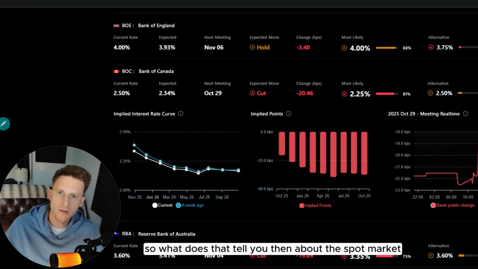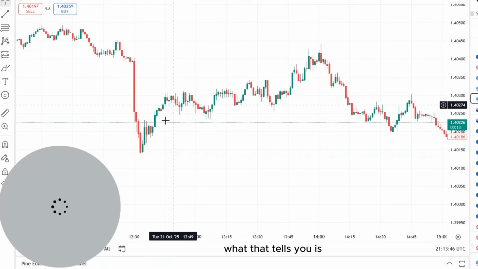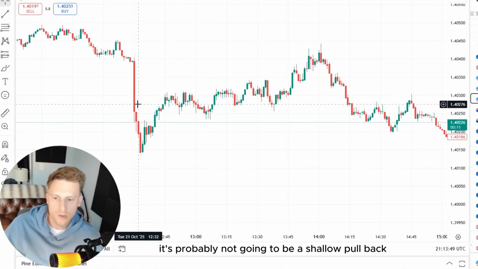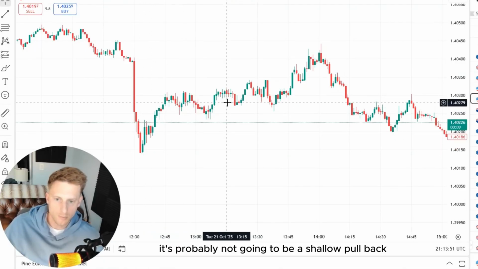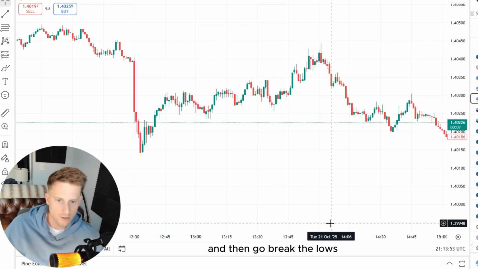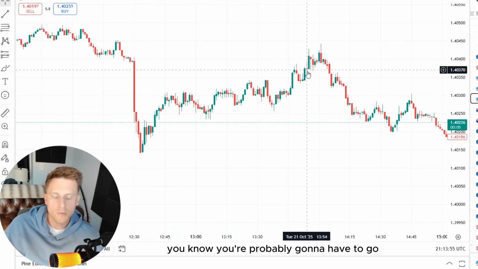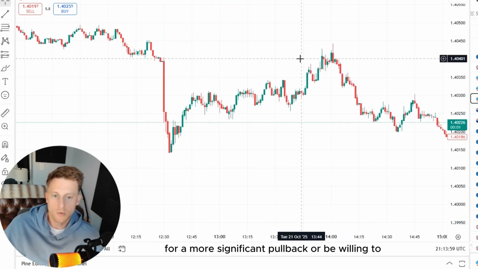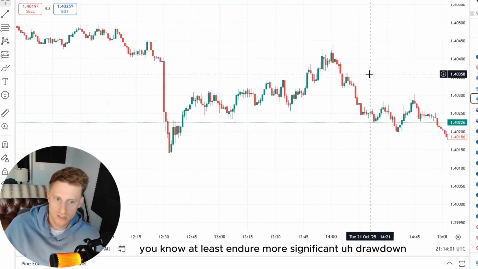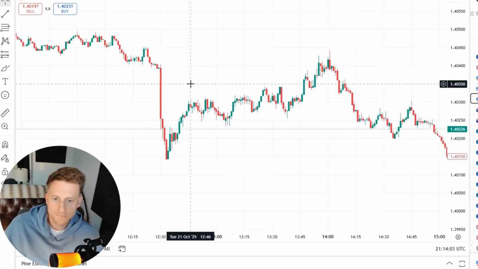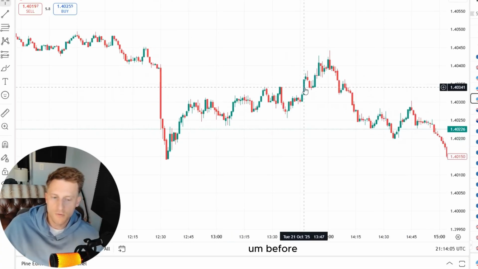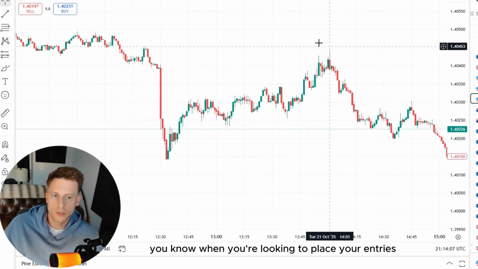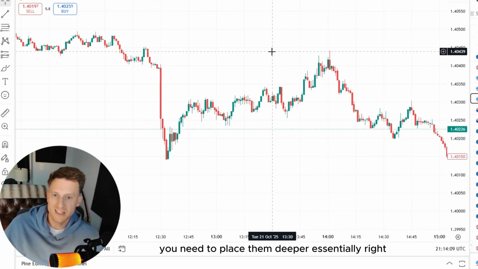So what does that tell you then about the spot market? What that tells you is that it's probably not going to be a shallow pullback somewhere in here, and then go break the lows. You're probably going to have to go for a more significant pullback, or be willing to at least endure more significant drawdown before, when you're looking to place your entries, you need to place them deeper, essentially, right?